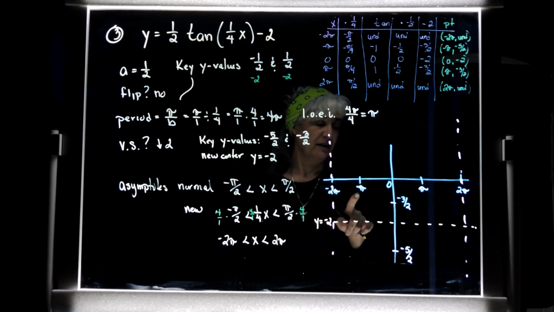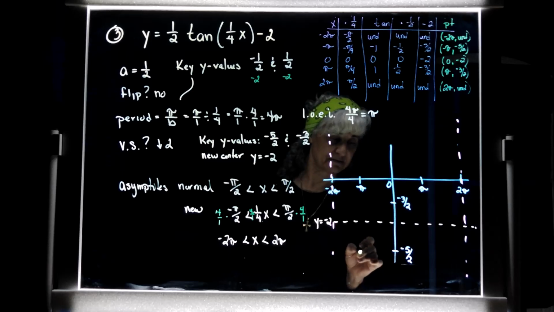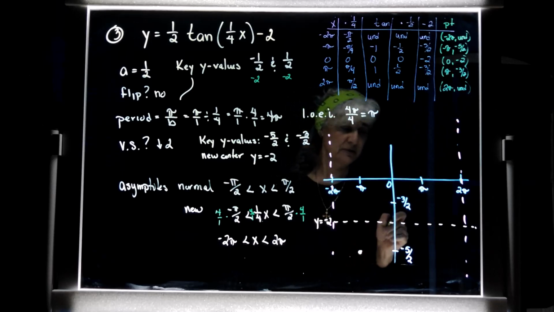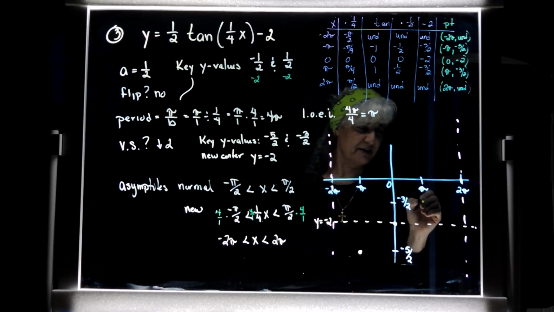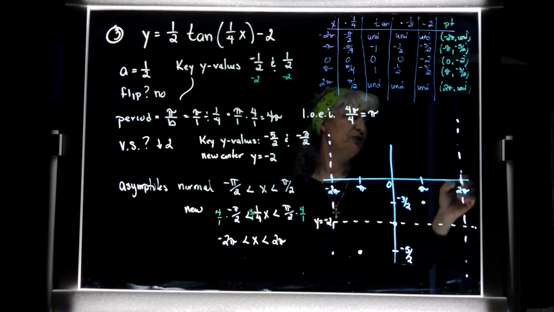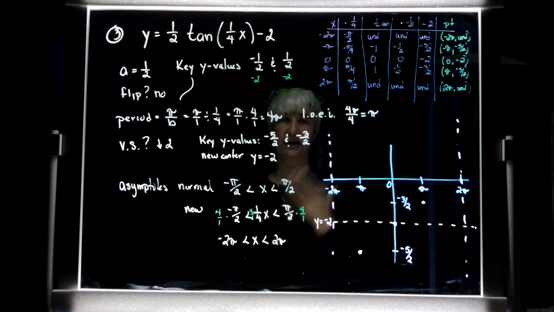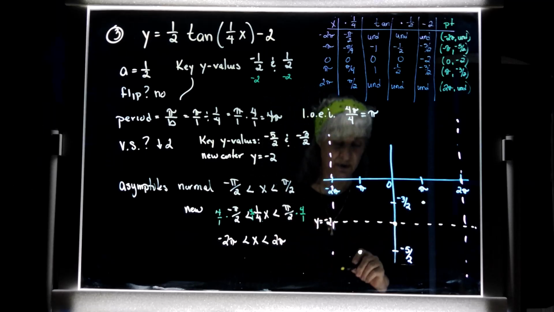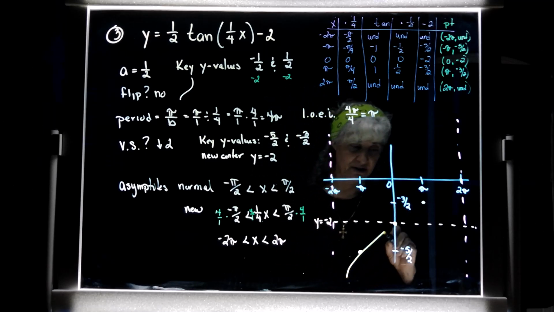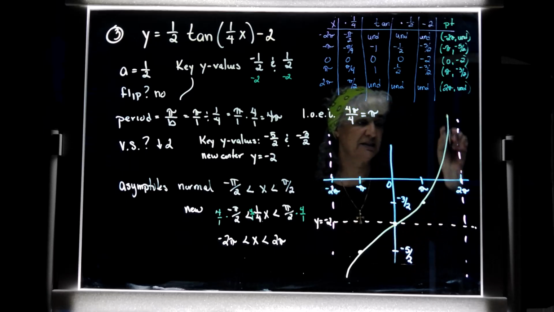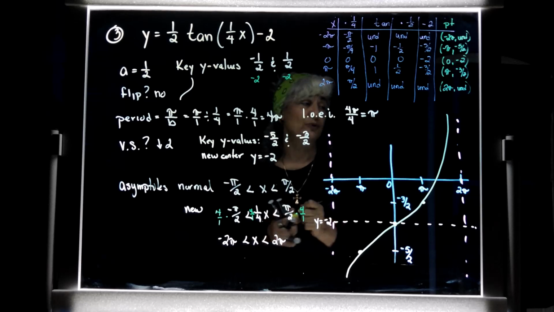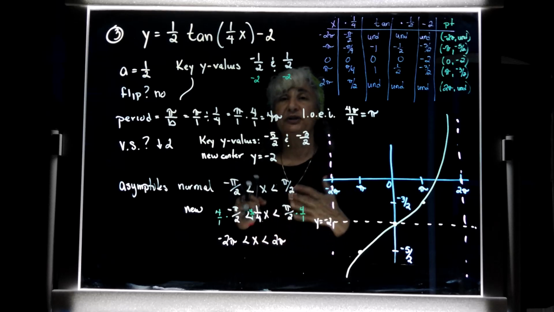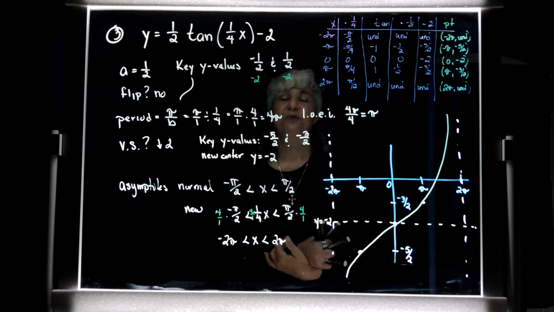Negative pi and negative 5/2, 0 and negative 2, pi and negative 3/2, 2 pi and we already knew that was an asymptote also. So when we connect our dots, hopefully my graph looks better than it did last. There we go. And that's exactly the way it should have gone. With me? How are we doing? Does this make sense? Okay.